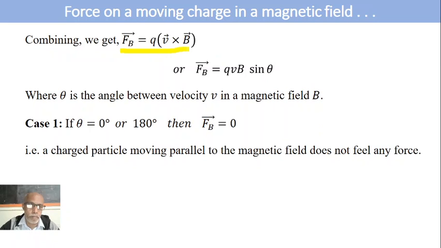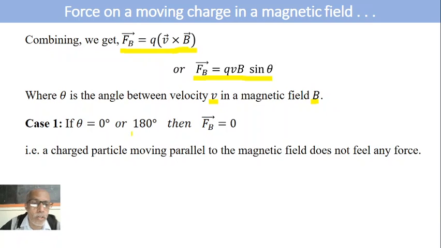We get this expression. And this is the force experienced by the charge Q moving in a magnetic field B with a velocity V. And this is the vector form. Or this can be rewritten as Fb equals QVB sine theta, where theta is the angle between the velocity vector V and the magnetic field vector B.